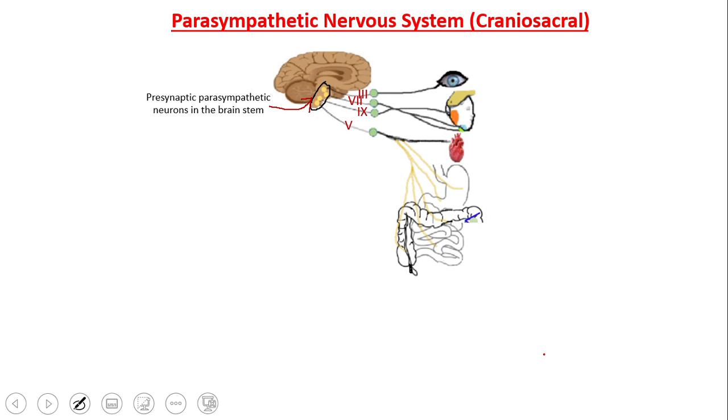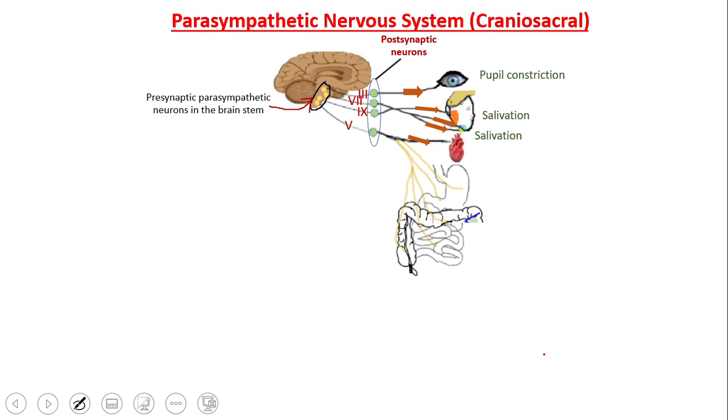Now, along these four cranial nerves, the signal goes to the postsynaptic parasympathetic neurons. And then from the postsynaptic parasympathetic neurons, the signal goes to do an action. So here it goes to do a constriction of the pupil, and this is cranial nerve number 3, oculomotor. From the facial, the signal goes to stimulate salivation from two salivary glands, the submandibular salivary gland and the sublingual salivary glands. From the glossopharyngeal nerve, the signal goes to stimulate the parotid gland and to induce salivation.